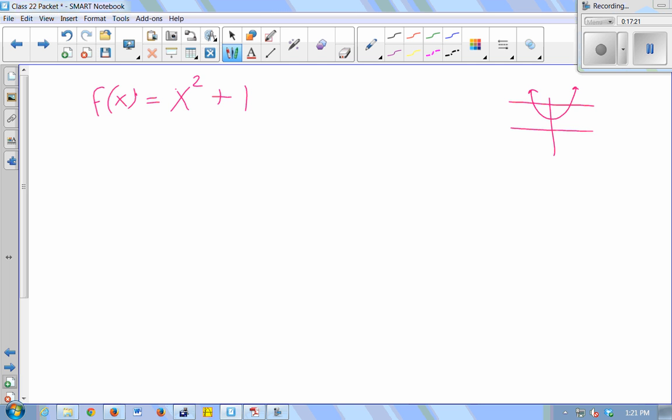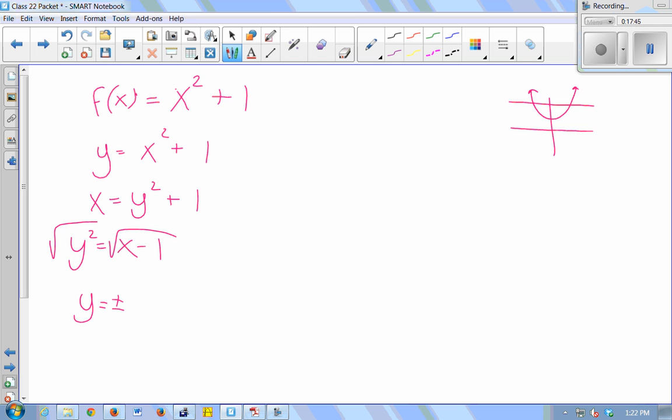My algebraic procedure is replace f of x with y, swap x's and y's, and then solve for y. So subtract 1 from both sides, and then what do I do? Square root both sides. And that means I end up with y equals plus or minus the square root of x minus 1.